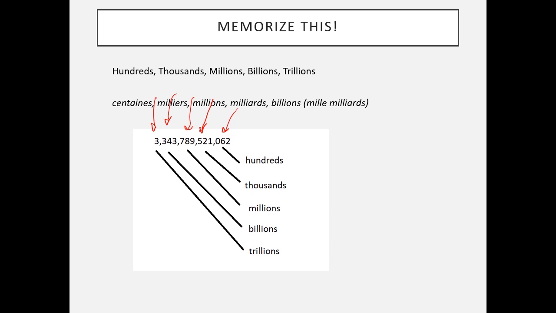In French, you've got les centaines, des milliers, millions, milliards, billions. This is confusing because this is the same and this is the same. In French, it might be better to refer to mille milliards because then the billion doesn't get confused with the English billions.